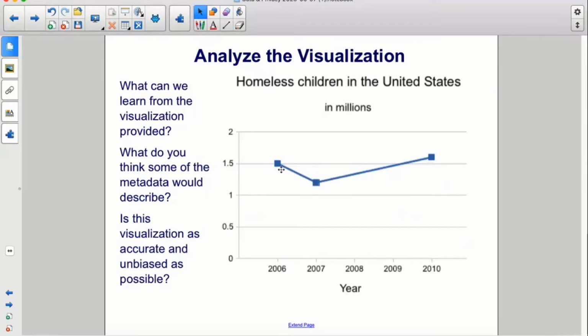Here we have a line graph that shows the amount of homeless children in the United States in millions. What can we learn from the visualization provided? What do you think some of the metadata would describe? Is this visualization as accurate and unbiased as possible?